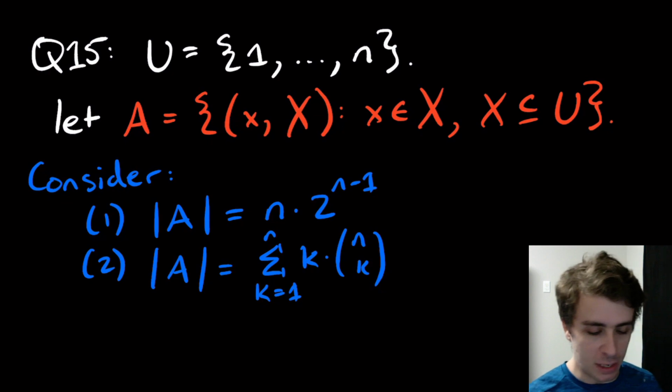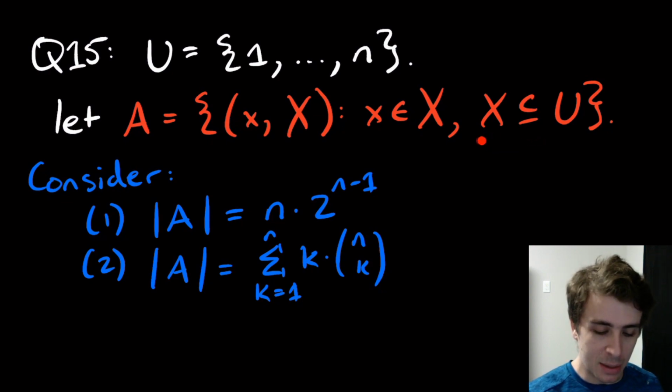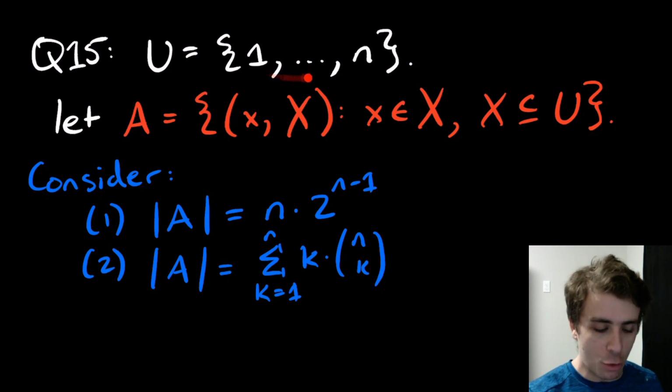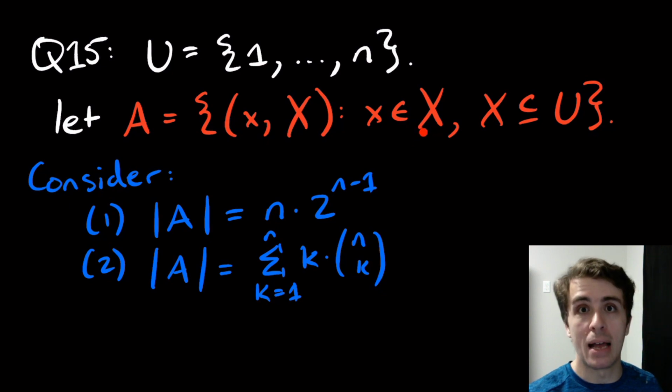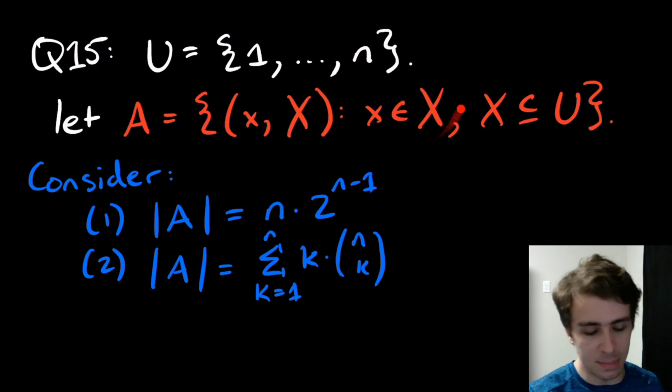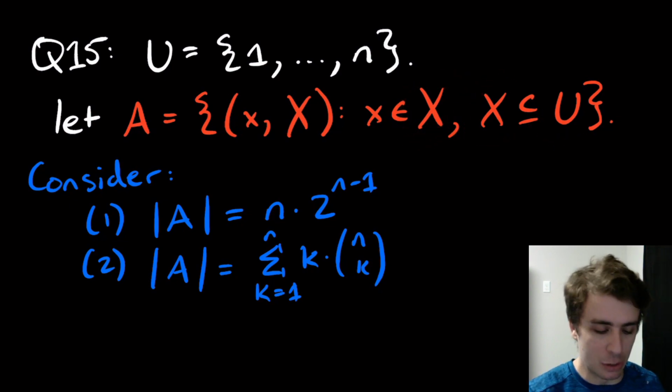So what are these defined to be? Well, the big X is any subset of U, of that ground set, the universe set here. And the little x is just some element of the set X. It's just a subset of U.